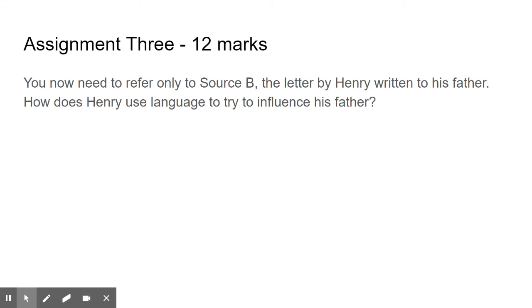So now moving on to assignment 3, you're having a go at this question. It's worth 12 marks. You now need to refer only to source B, the letter written by Henry to his father. How does Henry use language to try to influence his father? So you are looking for the specific language in the letter in source B that Henry has written to his father. And you're thinking, well, how has Henry tried to persuade him? What persuasive language has he used?